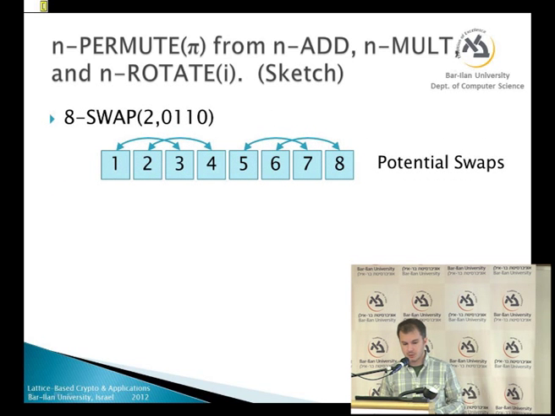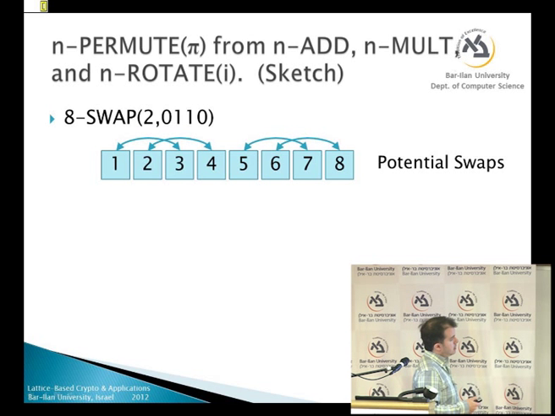Okay, so let me show how we're actually going to do a permutation on these things. Well, this is just the swap operation. I'm not really going to go through the whole butterfly network. I'm just going to tell you how to do a swap. And then you construct the butterfly network for the full permutation out of these swaps. So let's just do this swap here.